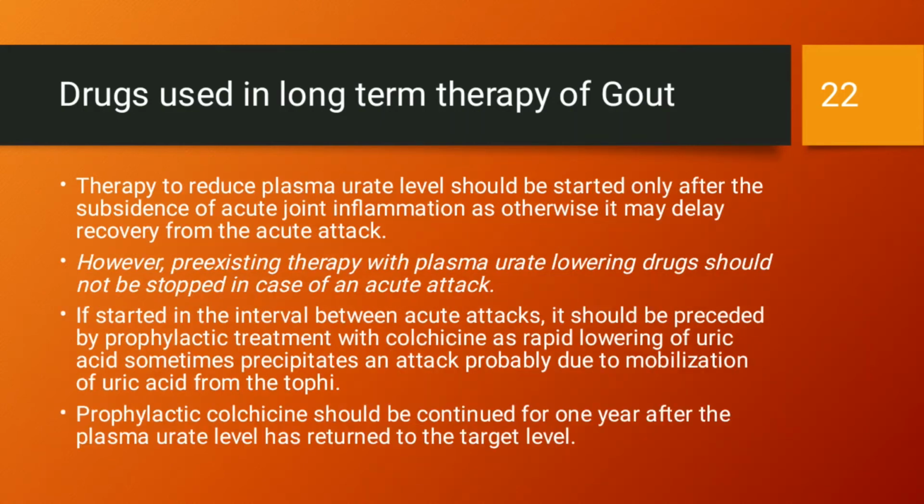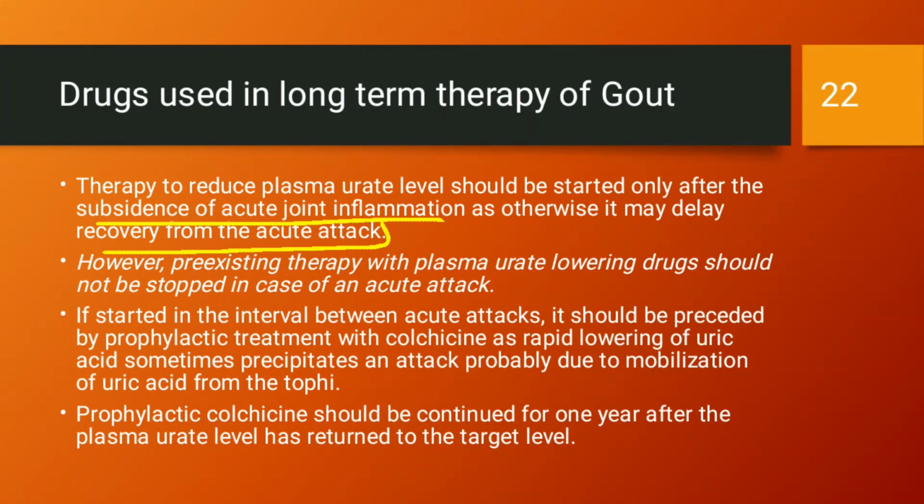Therapy to reduce plasma urate levels should be started only after the subsidence of the acute joint inflammation, as otherwise it may delay recovery from the acute attack. So this is very important. We have to start the therapy only when there is a symptom free period, when there is no acute joint inflammation. Otherwise it will delay the recovery. So first of all we have to decrease the acute inflammation, and once it is decreased, then we can start with the therapy.